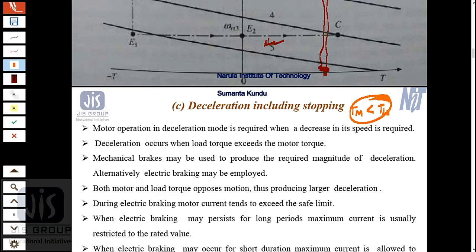Now, during this braking operation, both the motor and load torque oppose the motion, thus producing larger deacceleration. Both have to oppose the motion, because we have seen in quadrants 2 and 3 that the load torque assists the rotation of the motor. But for deacceleration, both motor and load have to oppose the motion, then only it will produce the larger deacceleration. During electrical braking, the motor current is kept in the safe limit.